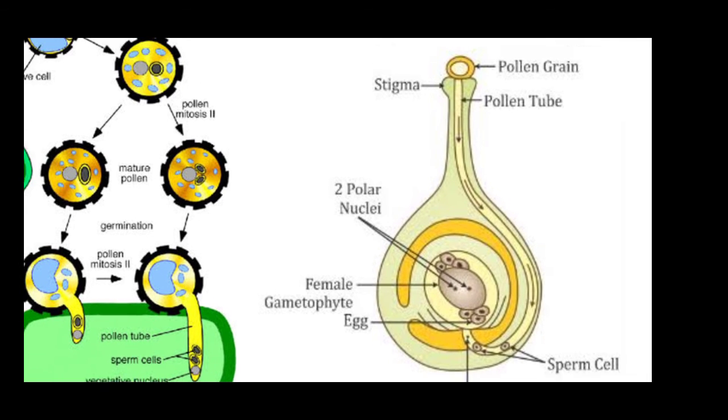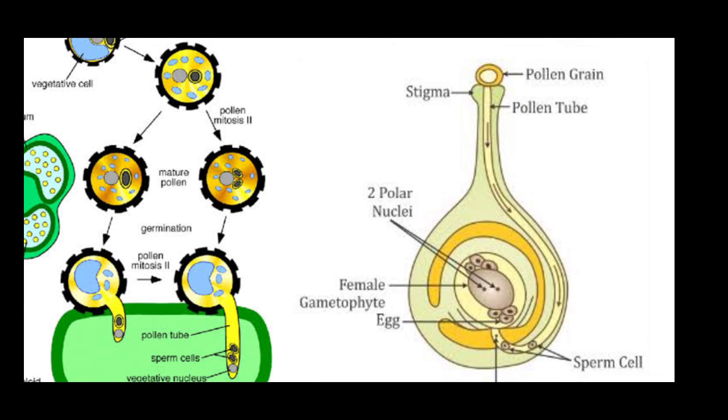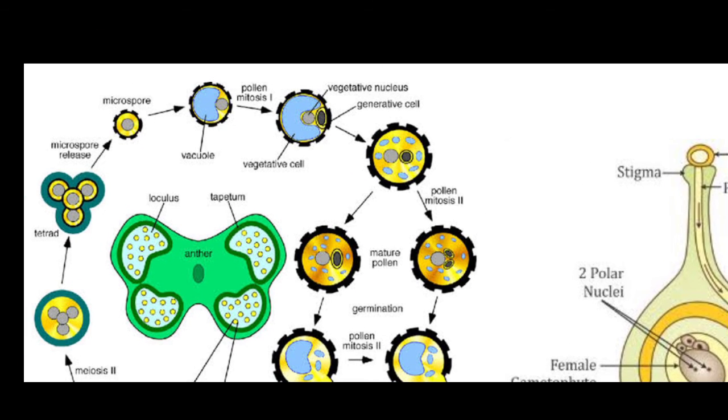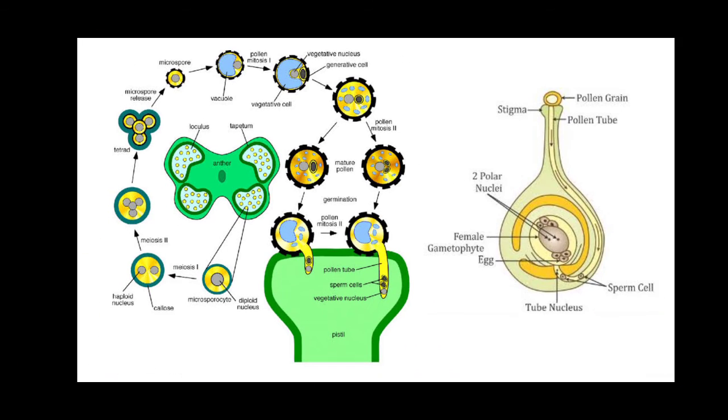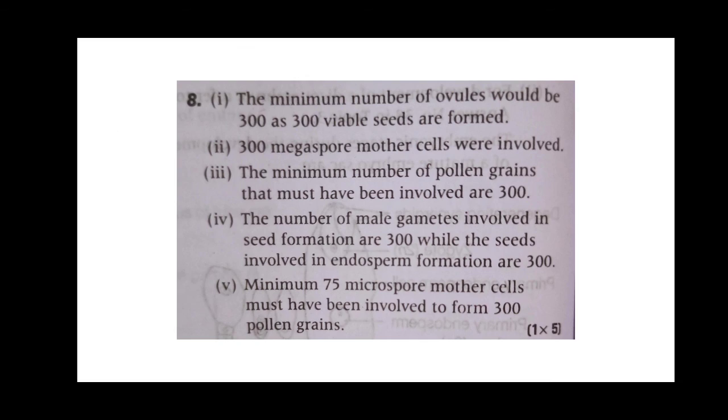So that way, a pollen grain which carries two generative nuclei will not be considered here. We are concerned about one pollen grain, and that pollen grain will be responsible for fertilization of one ovule, and that pollen grain comes from one microspore. If we keep that in mind, then our answer will be the minimum number of ovules would be 300.